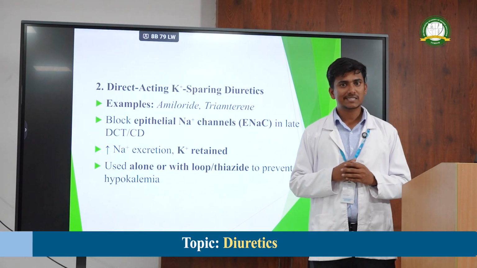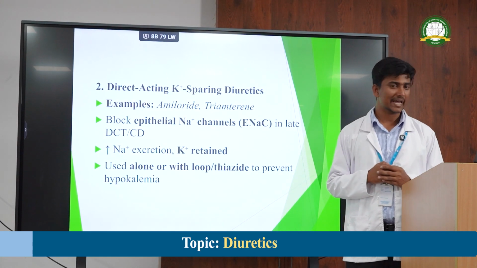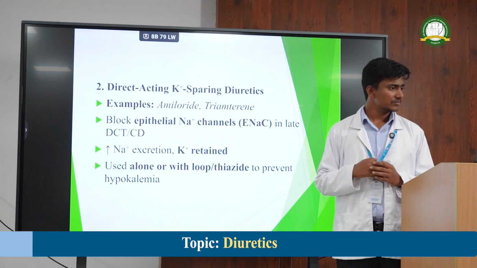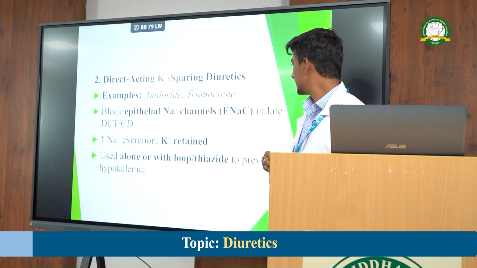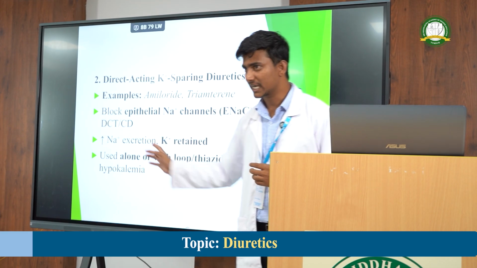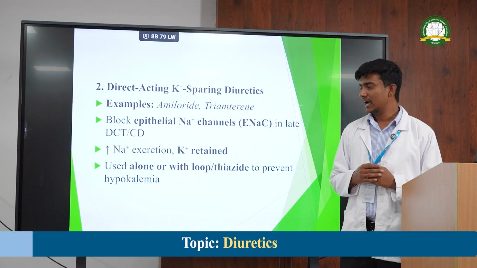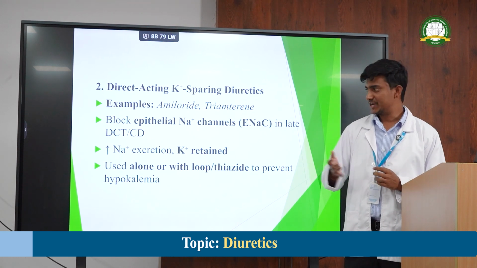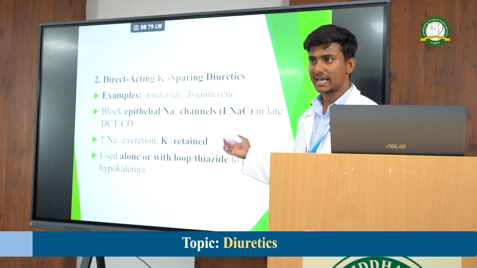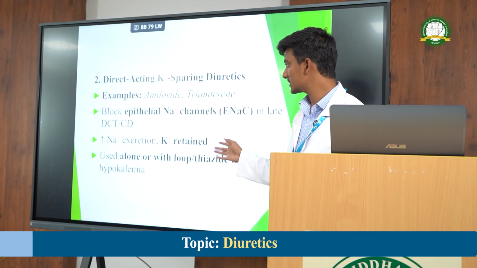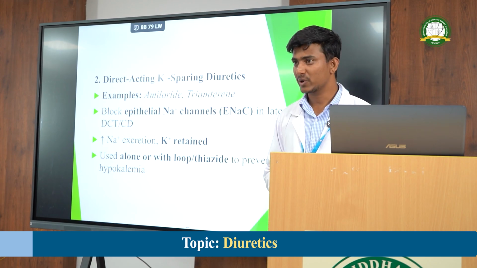And coming to the last subclassification of drugs, that is direct acting potassium sparing diuretics. An example is amiloride. They mainly block the epithelial sodium channels present in our late distal convoluted tubules and collecting duct, which causes an increase in sodium excretion and helps in retaining potassium. And this drug is used, same as aldosterone antagonists, along with loop diuretics or thiazides to prevent hypokalemia.